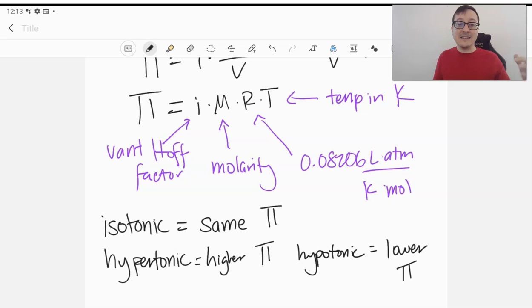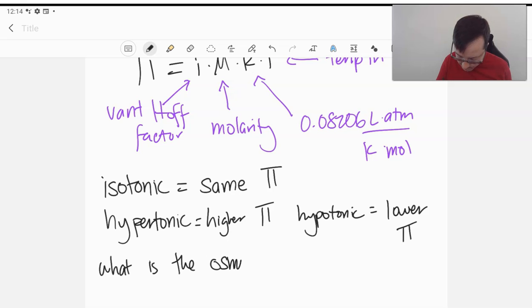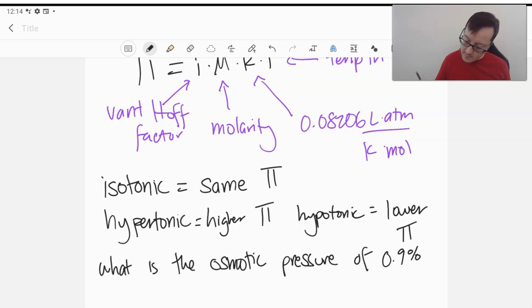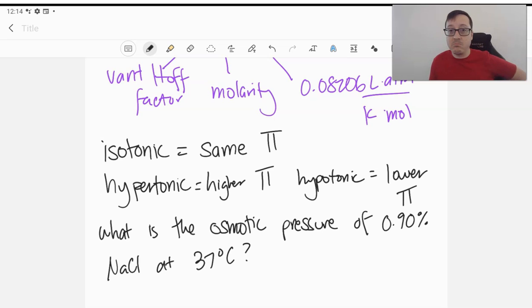Normal saline is isotonic with blood plasma. Those two have the same osmotic pressure. And so let's calculate what is the osmotic pressure of normal saline, 0.90%, at body temperature. So we're going to effectively calculate the osmotic pressure of blood.